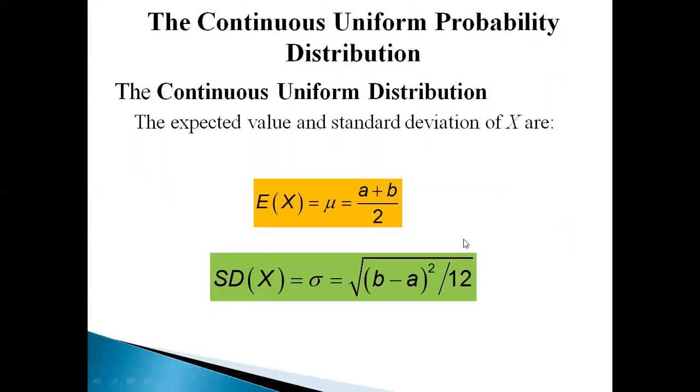Now, for the continuous uniform distribution, we can find an expected value and a standard deviation as well. The expected value is mu, and that's a plus b divided by 2. And the standard deviation sigma is equal to the square root of the quantity b minus a squared divided by 12. Or if we wanted to, we could find the variance first, and that's just b minus a quantity squared divided by 12, and then take the square root of it to get the standard deviation.